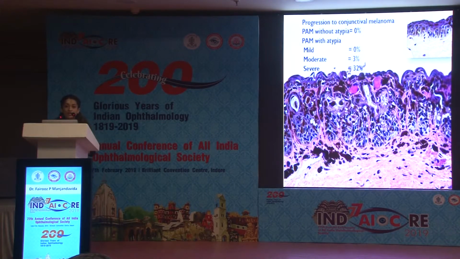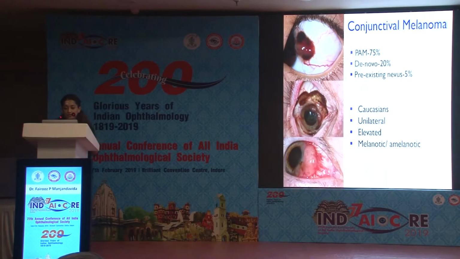So for a PAM without atypia, the progression to melanoma is 0%, whereas for PAM with atypia, and if it's severe, the progression to conjunctival melanoma is 32% according to the AFIP study. So it's really important to identify these and do a biopsy to make sure that the PAM is not harboring a conjunctival melanoma. Going on to conjunctival melanoma, which is a very important topic here, because as I told you, conjunctival melanoma is life-threatening. If it's not detected early, if it's not clinically diagnosed and managed appropriately, the patient can die due to conjunctival melanoma.